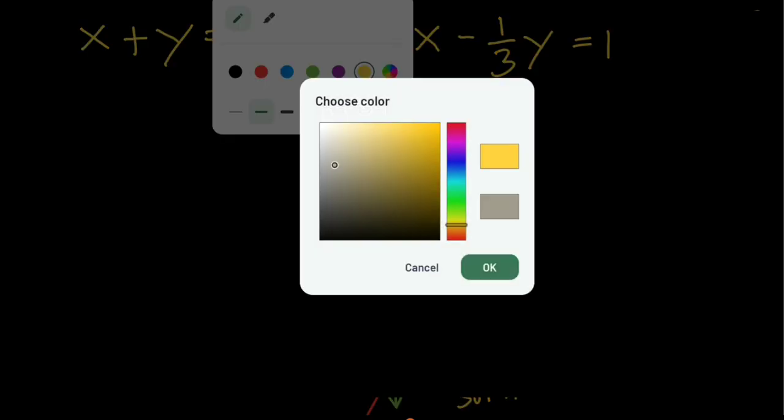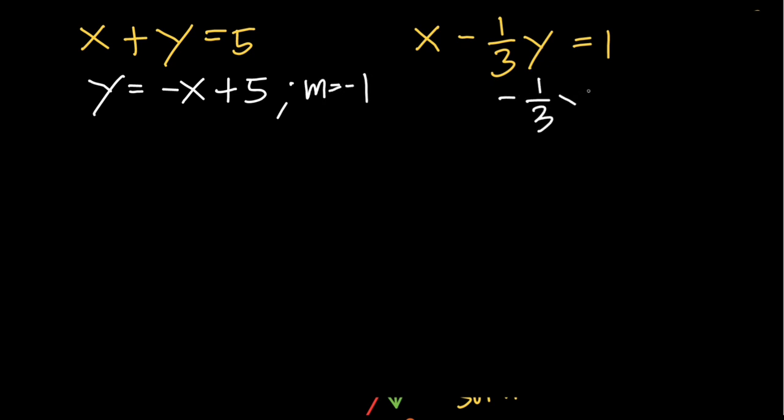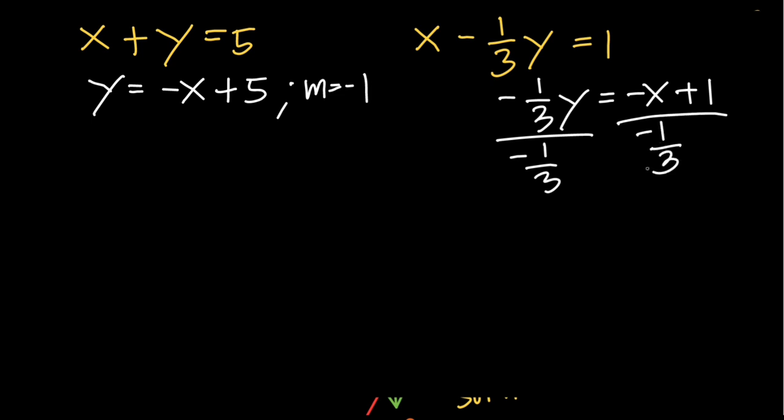And then you write this in slope-intercept form. So this is y equals negative x plus 5, where the slope is equal to negative 1. And then this one, negative 1/3 y equals negative x plus 1. You divide both sides by negative 1/3. Then this equation would become y equals 3x minus 3.